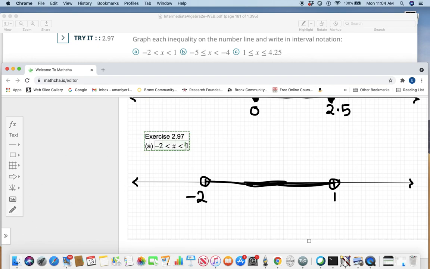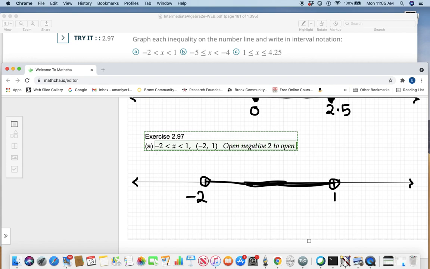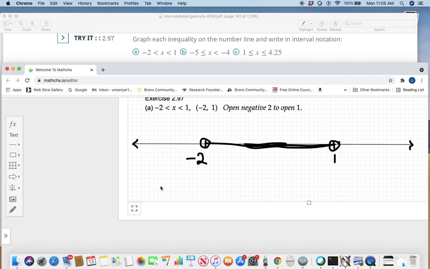Interval notation would be, you start from the left-hand point, -2, which is not included, so it's parentheses. You go until 1, which is also not included, so it's parentheses. The way you read it is open -2 to open 1. That's it. All right. Next.